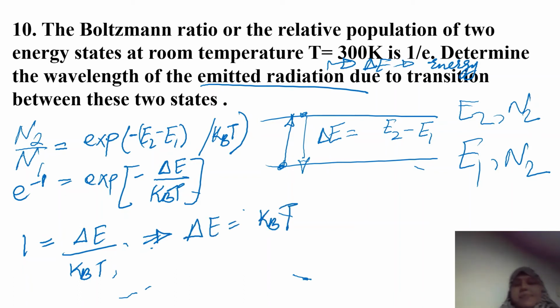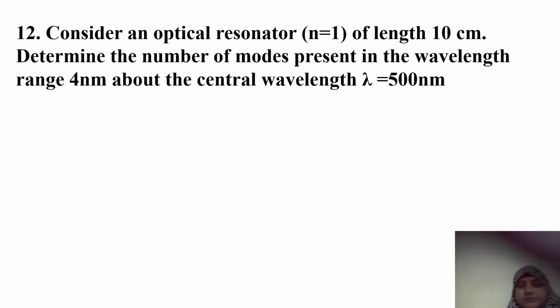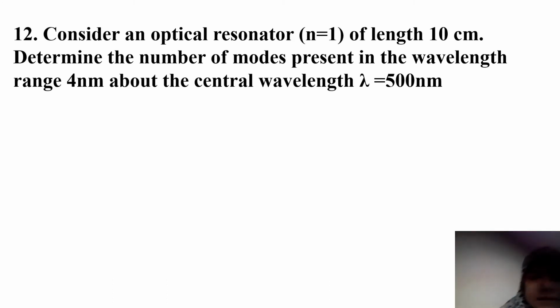Now we have been asked to find the wavelength of this emitted radiation. So we can find how much energy this is, and we can relate the wavelength to energy. What is the formula for that? hc by lambda is equal to kBT. So from there you can find out lambda. We know h, we know c, and we know T. Just find out how much is lambda.